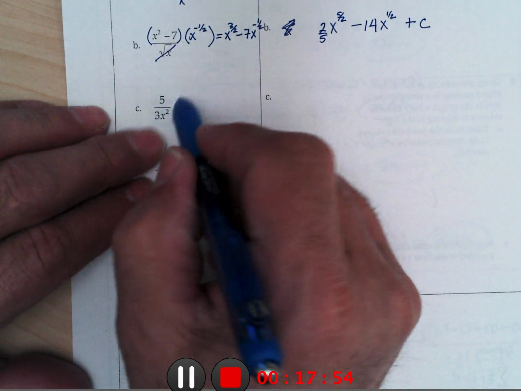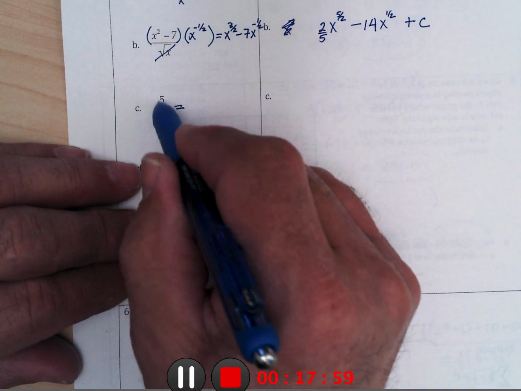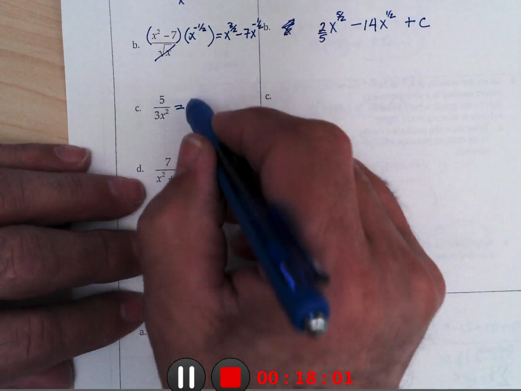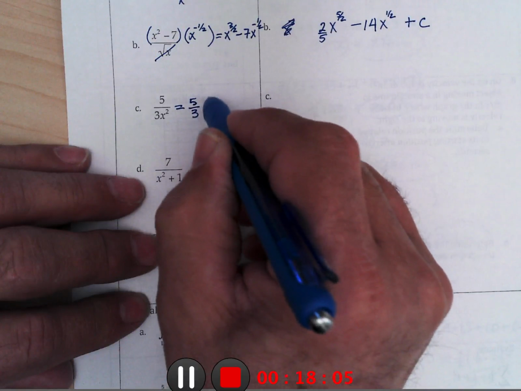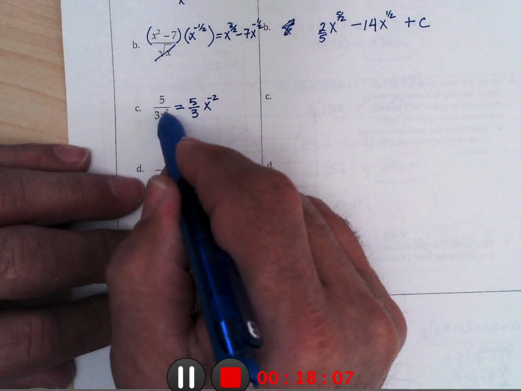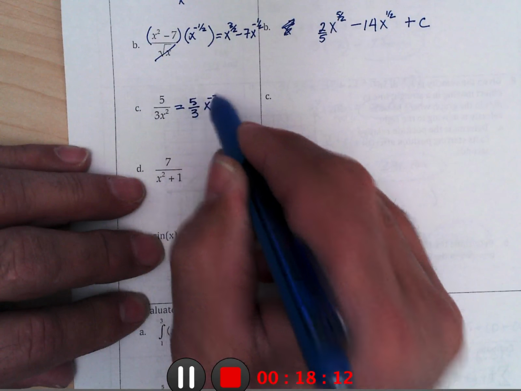This one you can't do separately because there's a quotient rule involved, but if you think of it as bringing the x to the minus 2 up as x to the minus 2, we can then use the power rule on this.